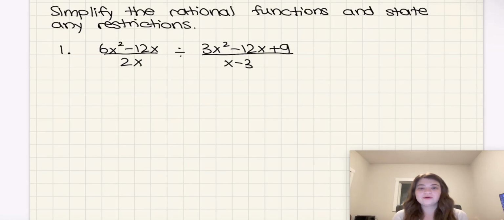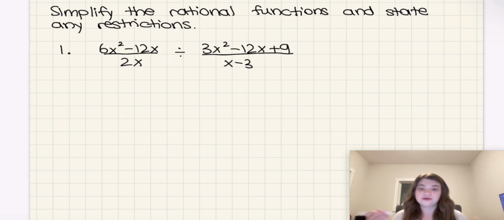So today we're going to simplify these rational functions and state restrictions. Essentially here we're going to be doing division of these rational functions. So the very first thing you want to do when you have a question like this is to factor every single numerator and denominator that you possibly can.